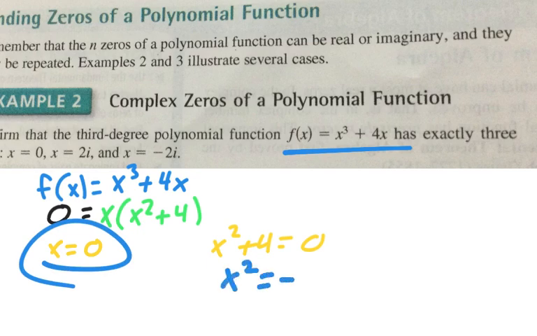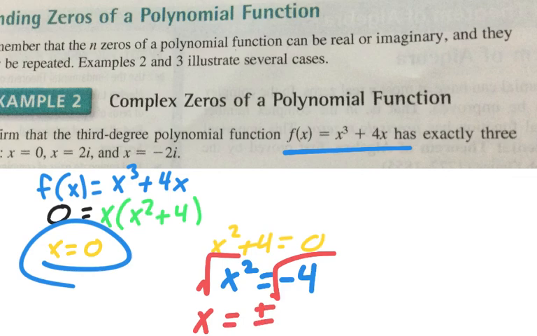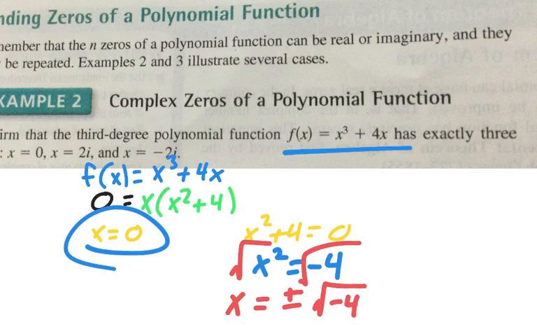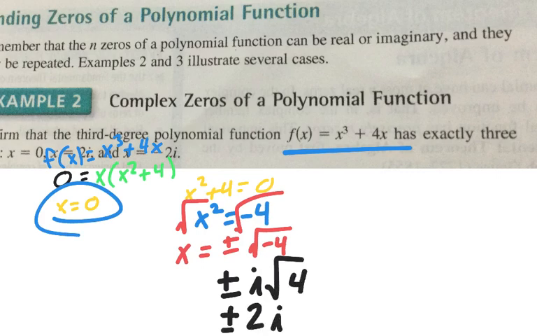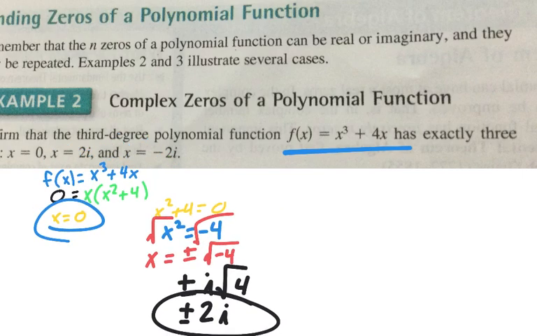X squared equals negative 4. Square root, square root. Whenever I choose to take a square root, I always account for the positive and negative possibilities. We bring out the negative as an i. Then the square root of 4 is 2. So I have 0, positive 2i, and negative 2i, which is the 3 roots that I expected.